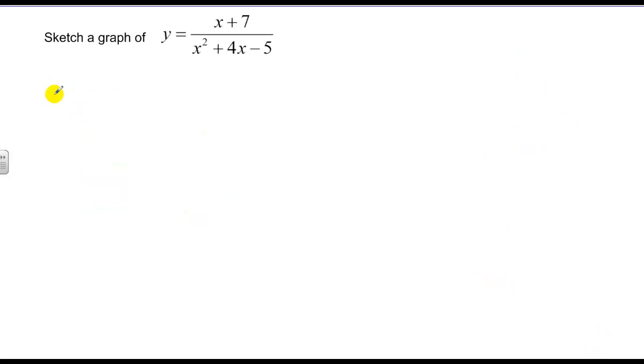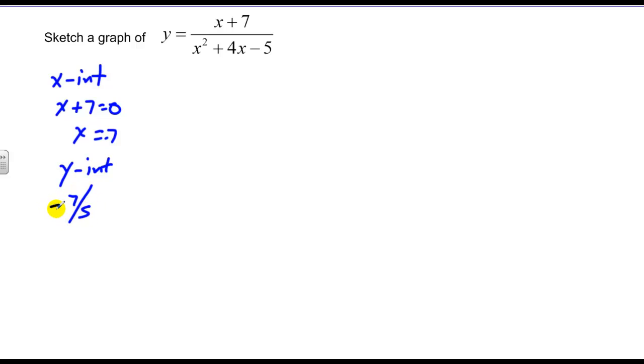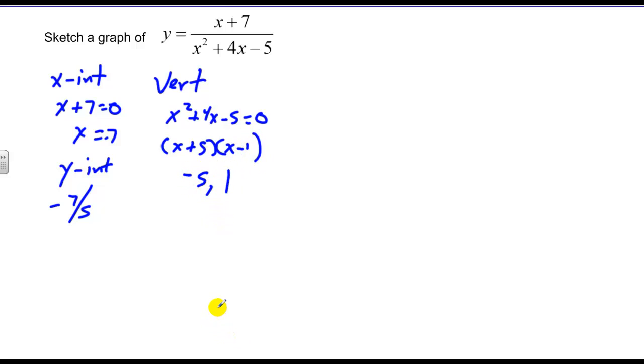So in this problem, once again, we will find our x-intercepts by setting that numerator equal to 0 and get x equals -7. Y-intercept, set x equal to 0 and get -7/5. Vertical asymptotes, set the denominator equal to 0, factor, and I get -5 and 1, so we're going to have two vertical asymptotes.